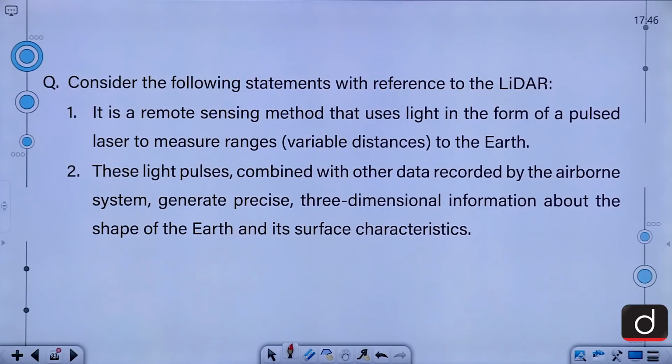Moving on, let's look at our next question. Consider the following statements with reference to the LiDAR.